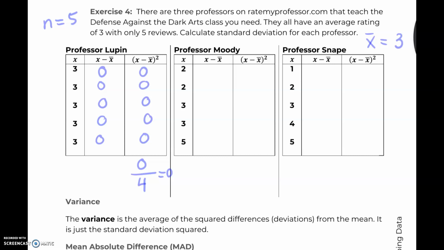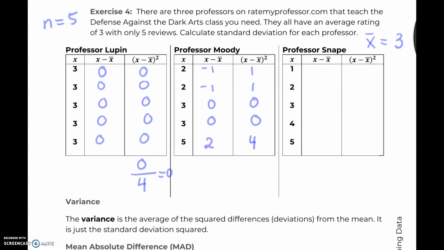When we subtract 2 minus 3, we end up with -1. Squared, that's +1. Same thing for this. 3 minus 3 is 0, so that's going to give us a 0. Same thing here. And then 5 minus 3 is 2, and 2 squared is 4.